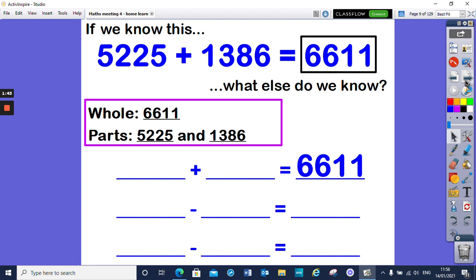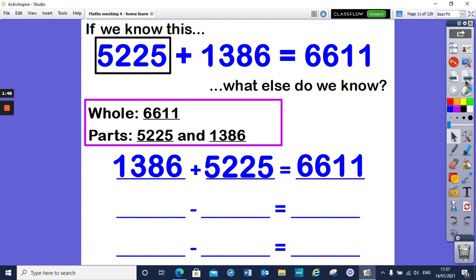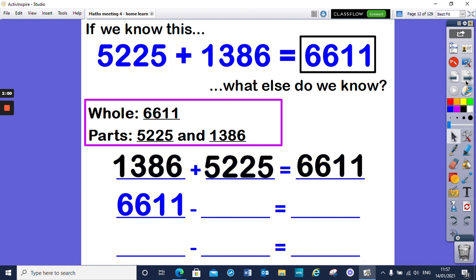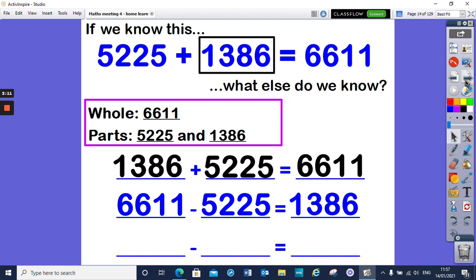That means that we can write 1,386 plus the other part, 5,225. Addition is commutative. We can swap these two parts around to get the same answer. We go to subtraction now, and we're going to subtract from the largest number, subtract from the whole. That whole is made up of 5,225. If we take away that 5,225, we're left with 1,386.